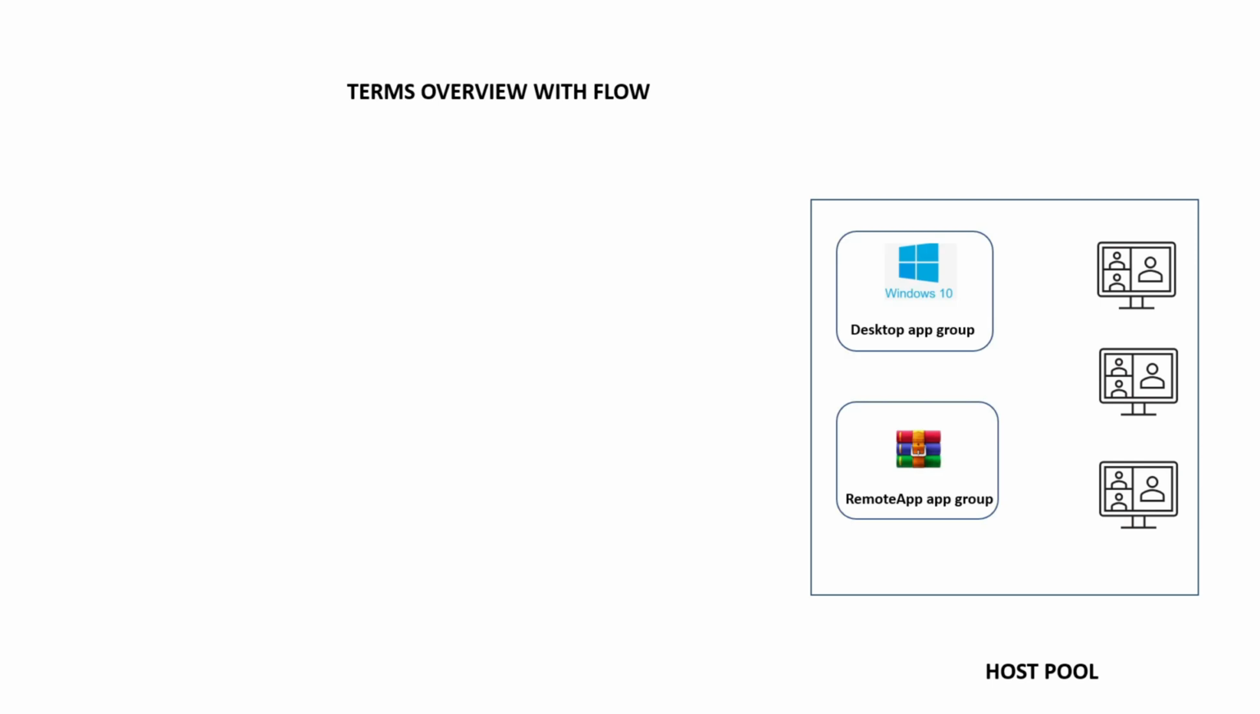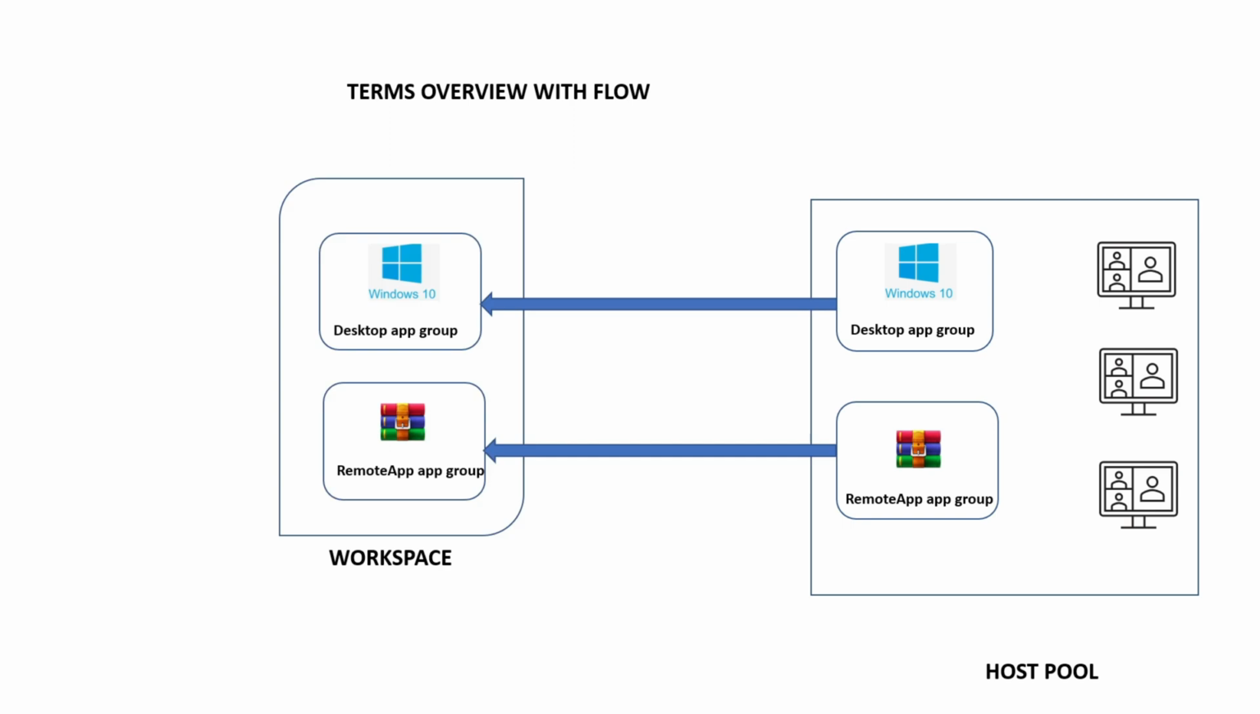So let's understand with the flow all the terms I have explained here. First of all, I will have a host pool. In that host pool, I will have some virtual machines which are called session hosts. In that host pool, I will create certain application groups. It could be a desktop application group or a remote app application group. Those application groups will then be added to a workspace. A user will interact with the workspace to access the application groups.